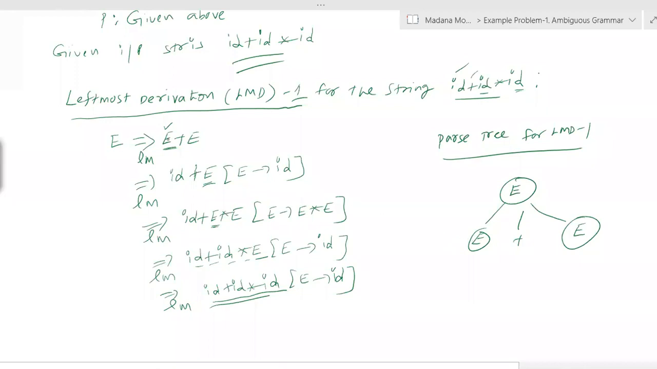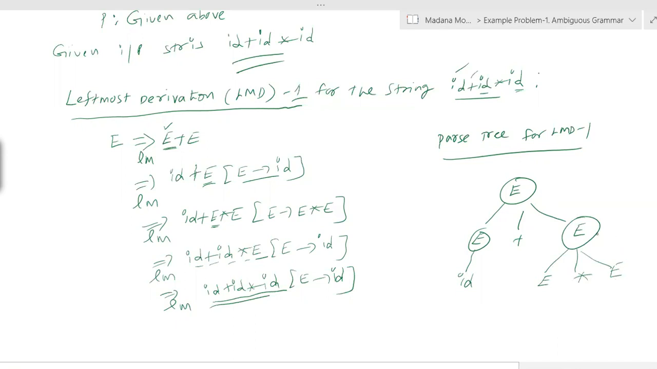Next step, what we did: the leftmost E is replaced by id. That means by using the production E derives id, id is the child of E. This you can connect to its root. Next, in place of E, we substituted E into E. E means here. Again, here E is replaced by E into E. Now you can see these are all the children.